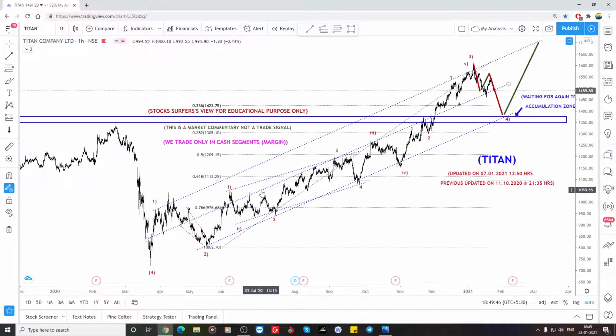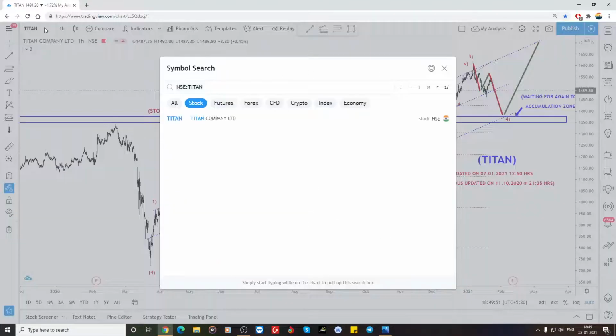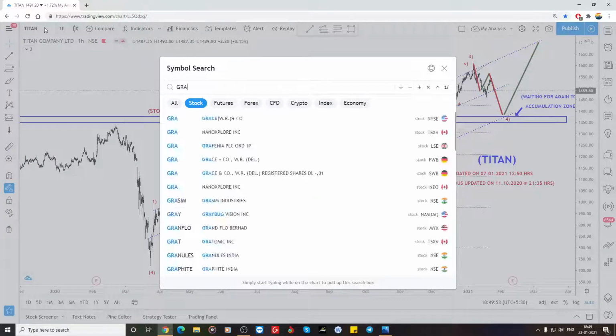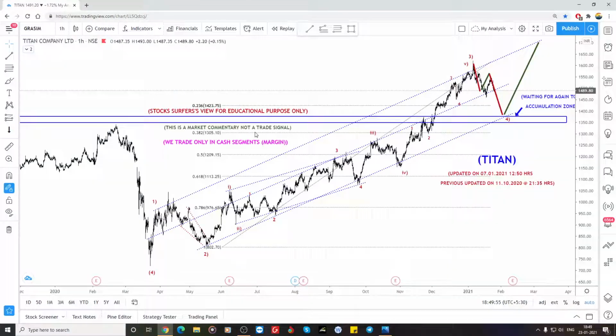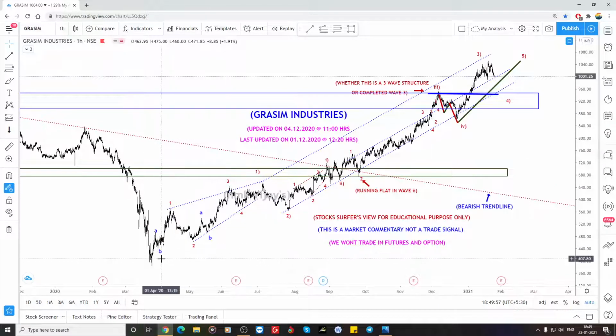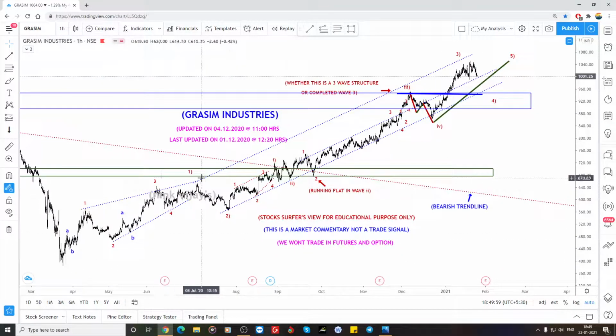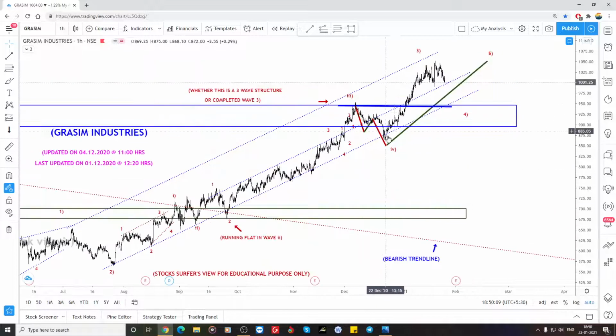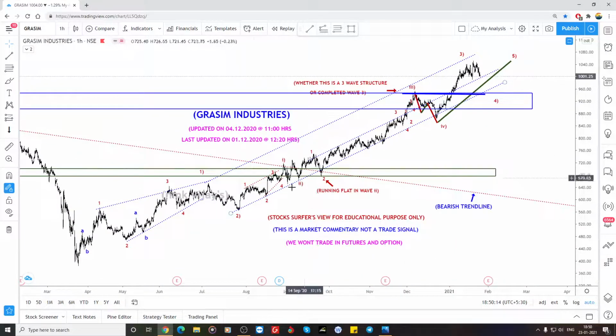So it's doing the same thing, but it's not only the Titan, and we will move on to the next one, Grasim also. See here, it's a leading diagonal of wave 1, so wave 2, after that 1, 2, so 1, 2, 3, 4, 5, and the third wave got completed, and I expected that, and exactly it did. After that the fourth wave it already did. So now 1, 2, 3, 4, 5 has got completed.